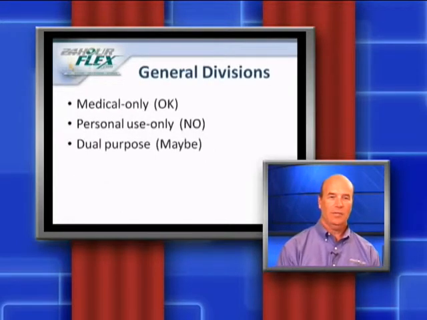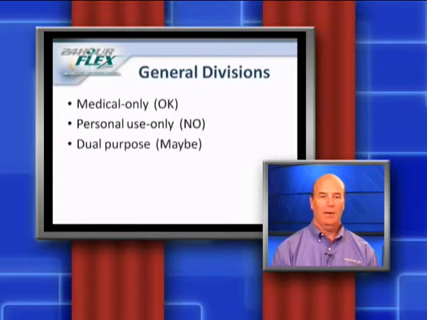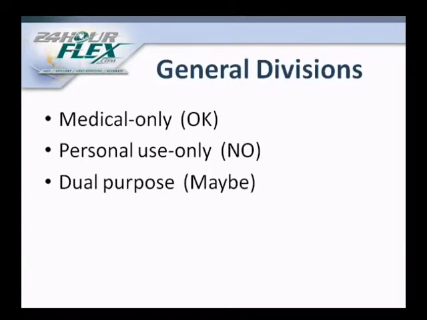So general divisions here are as follows. You have items that are medical only, which are okay. Then you have personal use items, which are never acceptable. And then dual purpose items sometimes are eligible and sometimes are not. So take these one at a time.